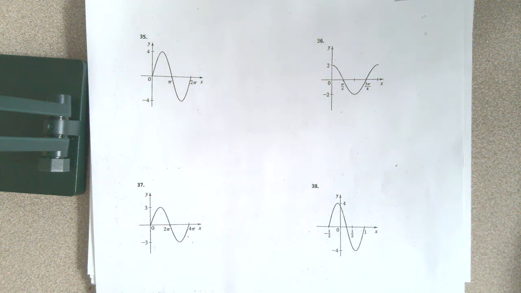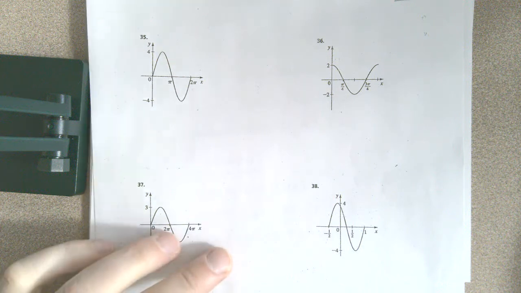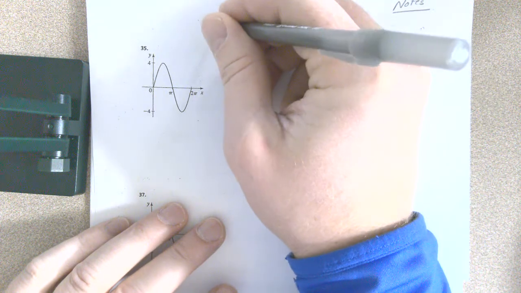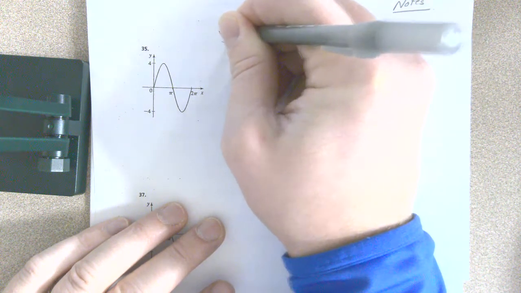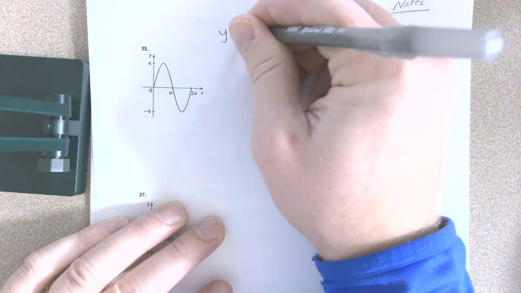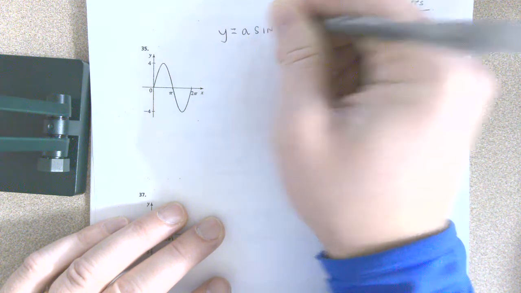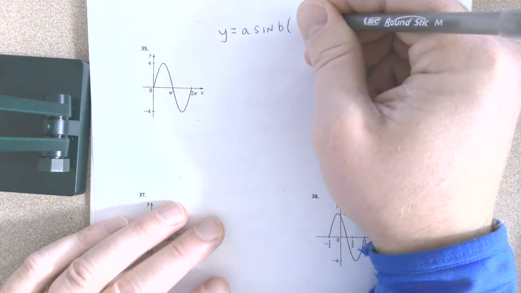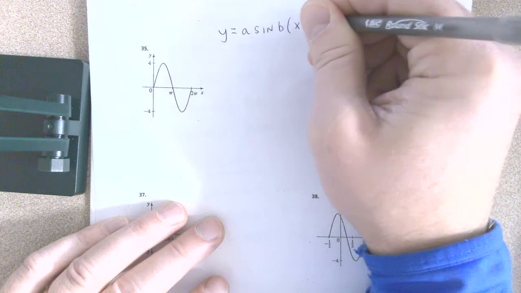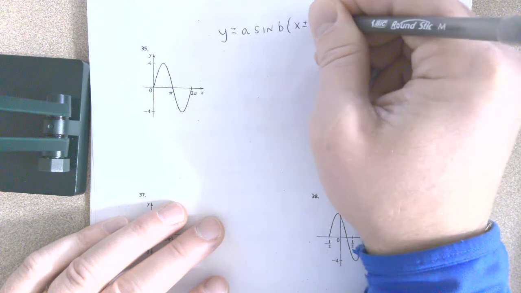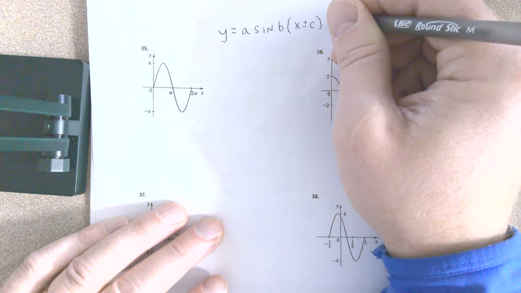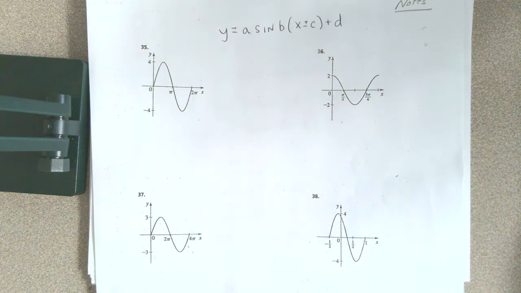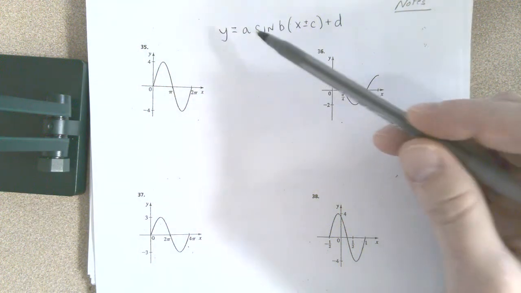So before we go through any of these examples, let's just review from last week. I'm going to utilize the sine curve as our example here. Remember our standard form, y equals a sine. Now we write these equations, we're going to put the b outside of our parentheses. And again, it's going to be x plus or minus whatever the c value is, plus d.